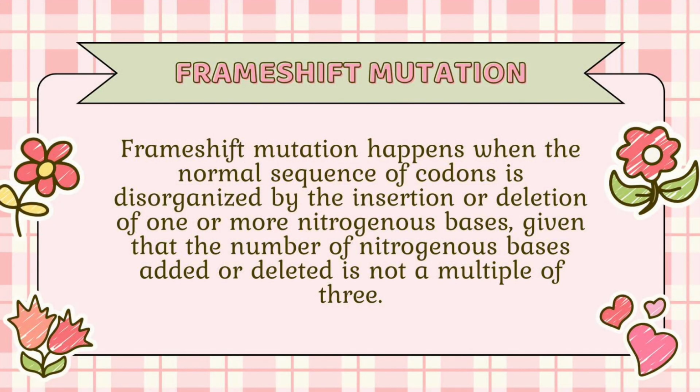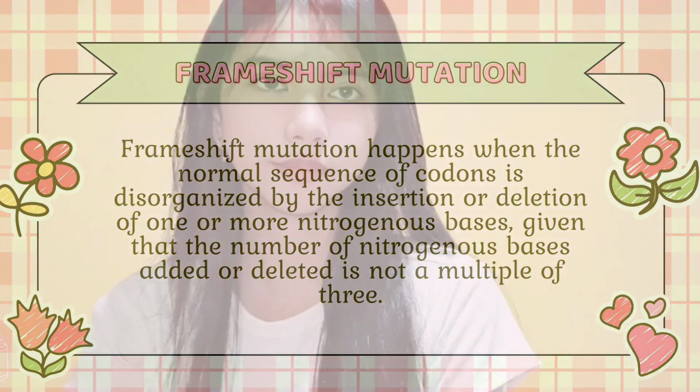Frameshift mutations are when nucleotides are added or deleted from the DNA sequence, causing a shift in the reading frame used during translation, while a point mutation is a change in a single nucleotide. Let us have a look at each picture. Let's divide this chromosome into 6 segments: A, B, C, D, E, and F, which represent the chromosome.